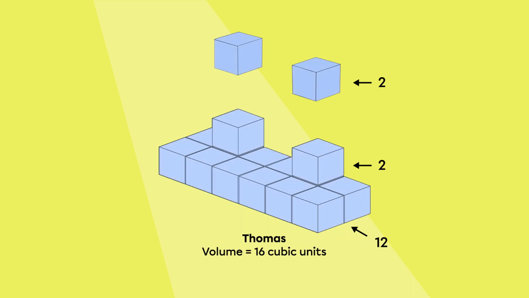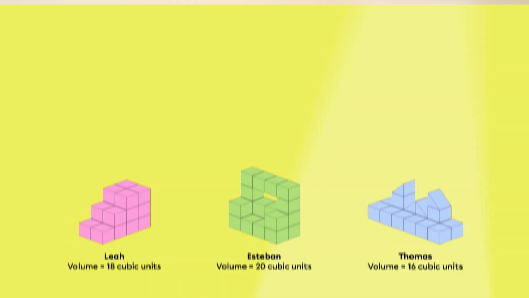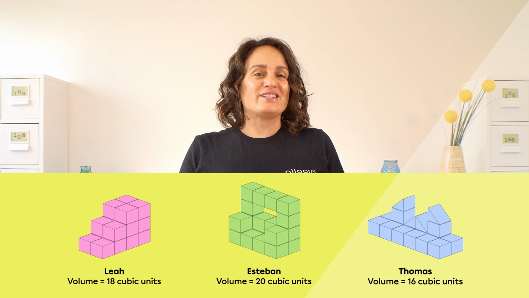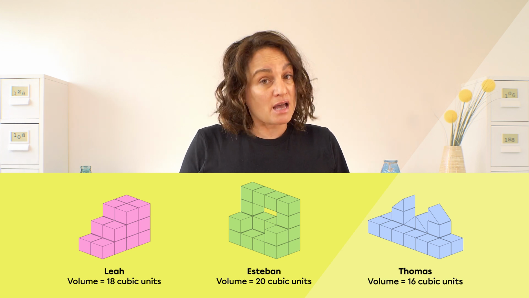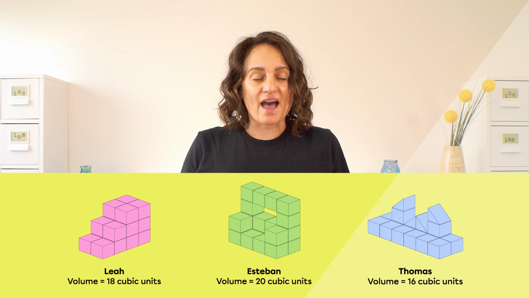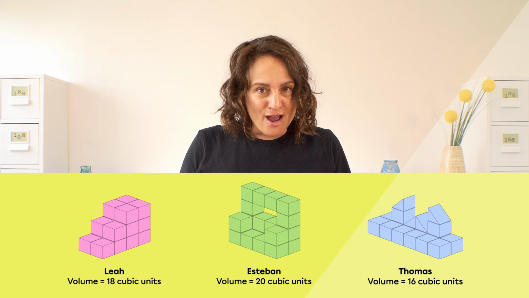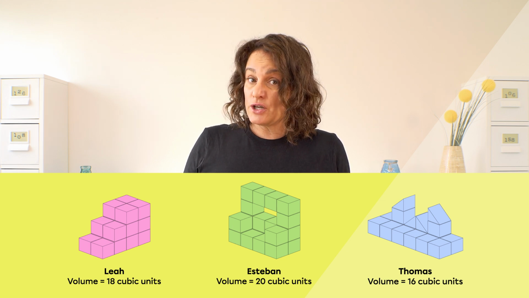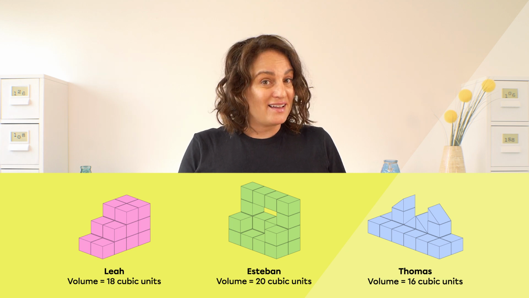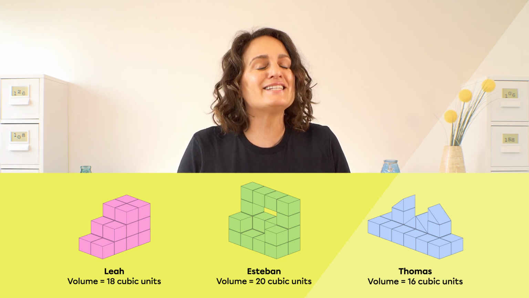Well, that's it. I finished calculating the volume of each solid. I can tell Esteban that his solid takes up the most space because it has a volume of 20 cubic units. That was very close. Remember that when you calculate the volume in unit cubes, there may be cubes that you don't see. Make sure you don't forget to count them too.